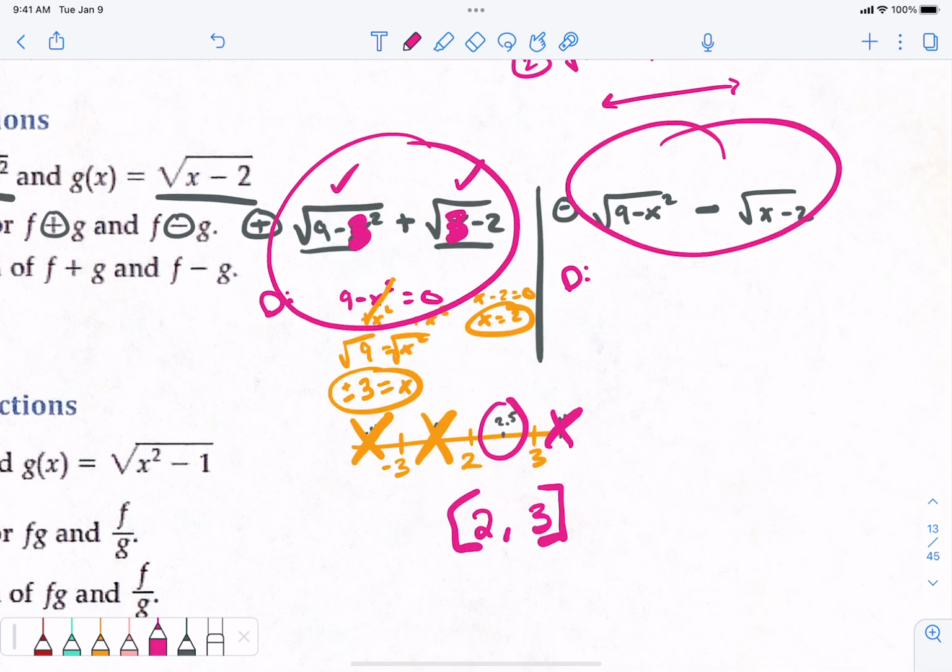What's the domain for this one? The same thing. The minus is not going to change what I can and cannot plug in, right? It'll change the outcome, but it won't change the domain. Happy with that? That was kind of unpleasant, but find your critical numbers and then plug them in. Good? Can we find the domain?